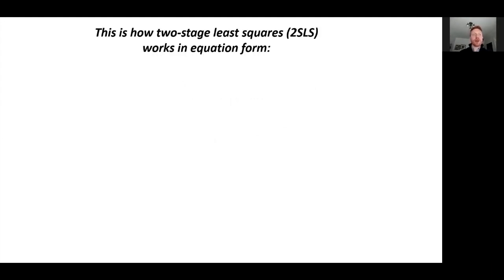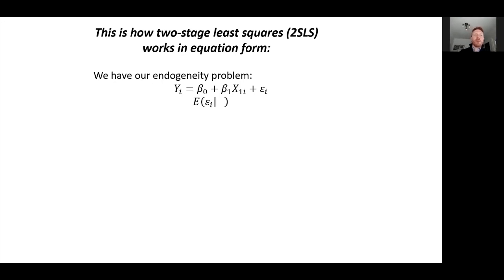Now let's go through how this works in equation form. So we've seen this broken out in terms of looking at those diagrams. I've talked you through it a little bit. So we have our endogeneity problem. We have y equals beta 0 plus beta 1x. This is our bivariate regression. And the problem is that the error term is correlated with x, that we don't have exogeneity there.